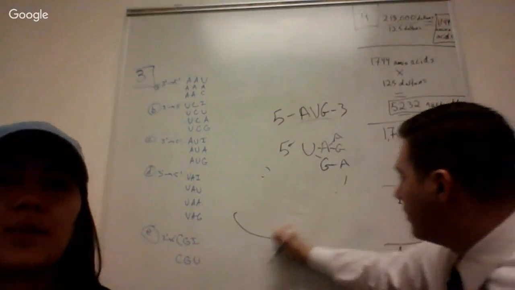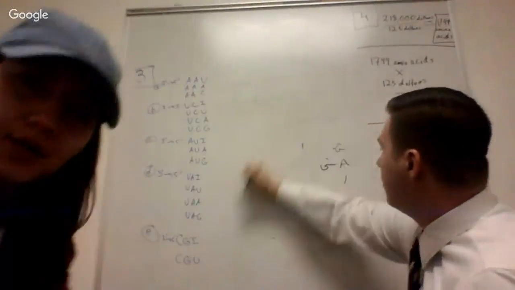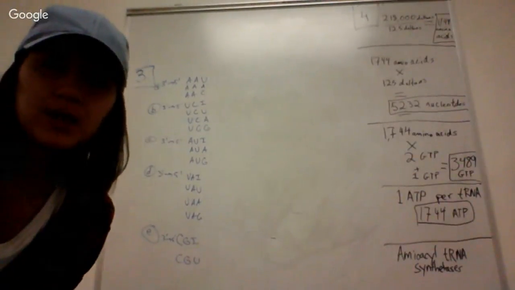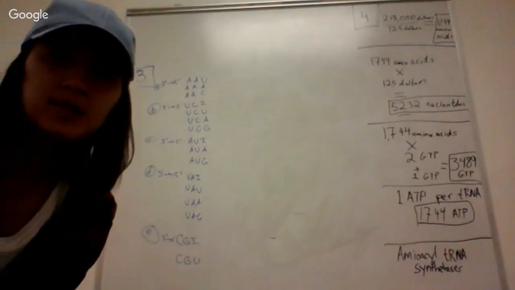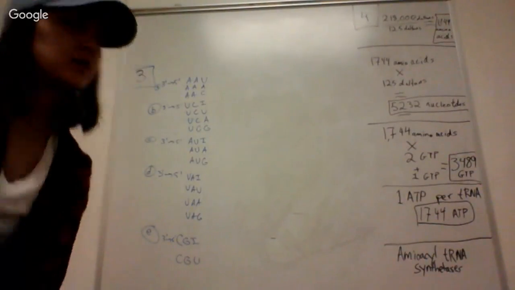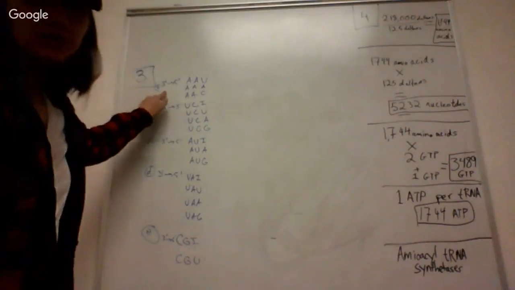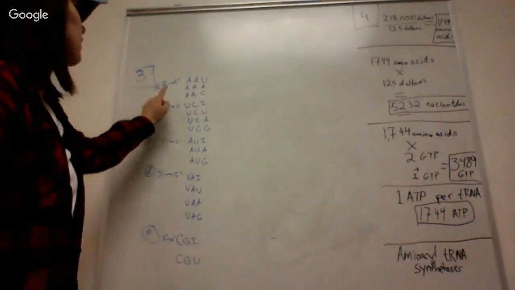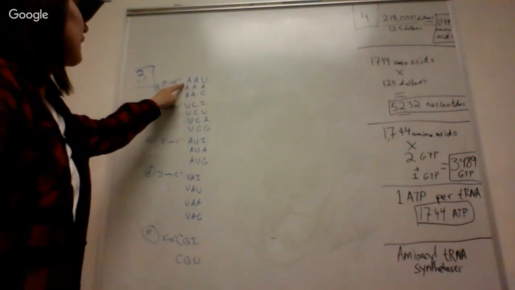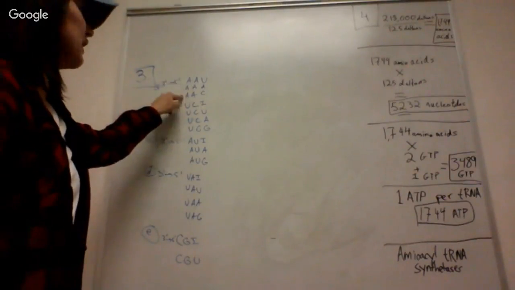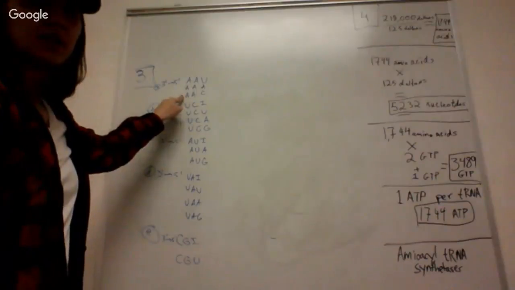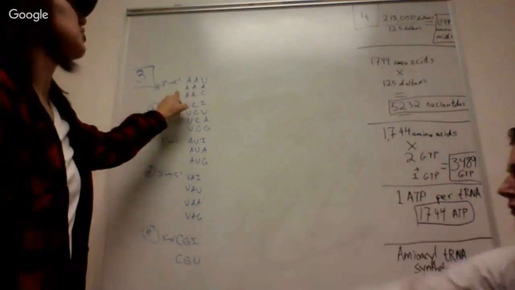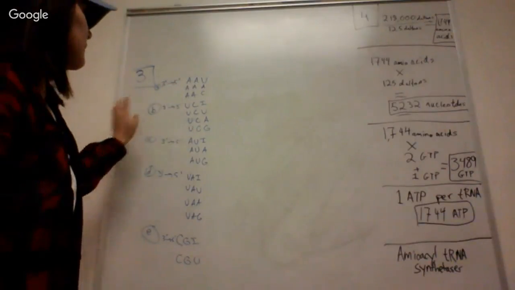Okay, so for question number 3, it asks you to use the wobble rules and provide anticodon sequences. For the first one, it gives you UUG, and then the anticodons are going to be AAU, AAA, and AAC. No I's in this one because G doesn't pair with I.